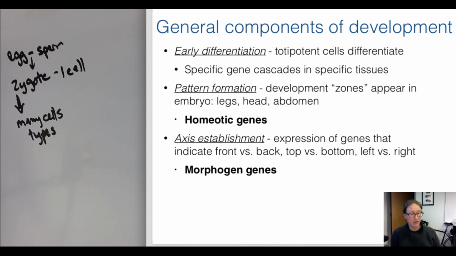The third component of development is called axis establishment, and that's that spatial element that I talked about. So this involves the expression of genes that help to indicate on an organism what's going to be the front and what's going to be the back. What'll be the top or the bottom, what's going to be left and right. And the genes that determine this are called morphogen genes.